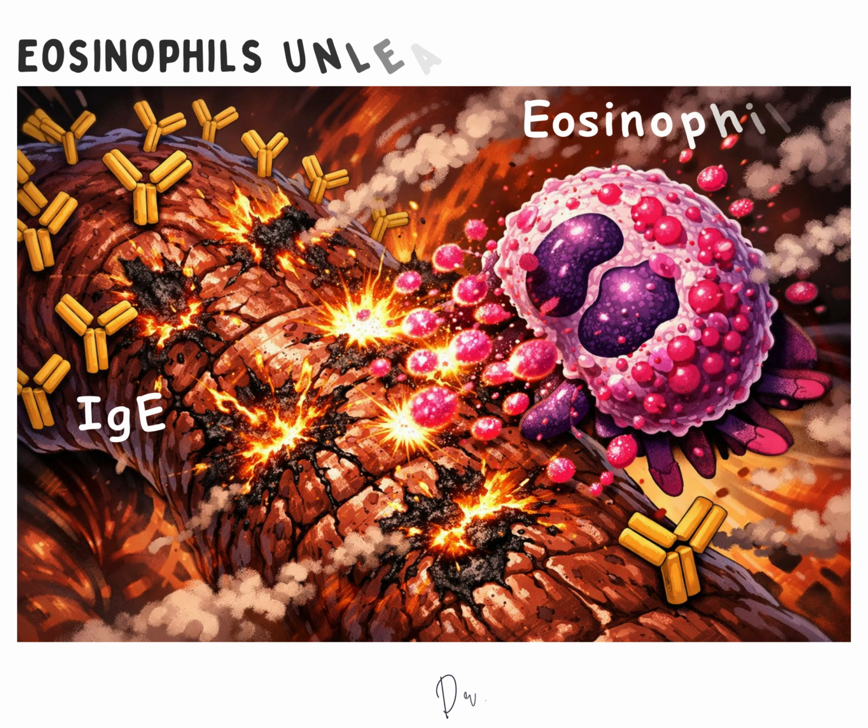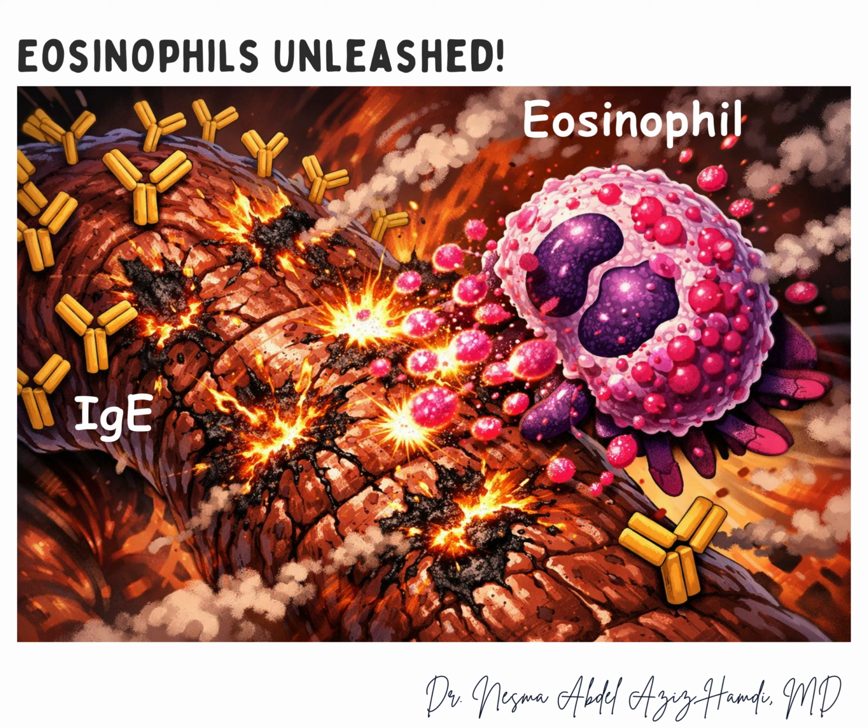One of the most important effector cells in parasitic infections is the eosinophil. Interleukin 5, produced by T helper 2 cells, stimulates eosinophil growth, activation, and survival. Parasites become coated with immunoglobulin E antibodies, and eosinophils bind to these antibodies through Fc receptors, releasing toxic granules that damage and kill the parasite. This process is known as antibody-dependent cell-mediated cytotoxicity, or ADCC.